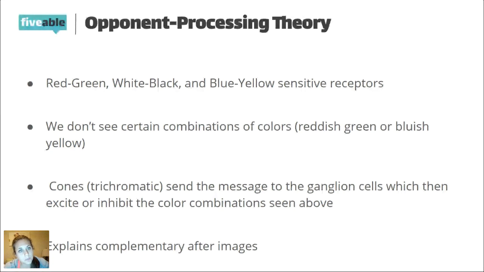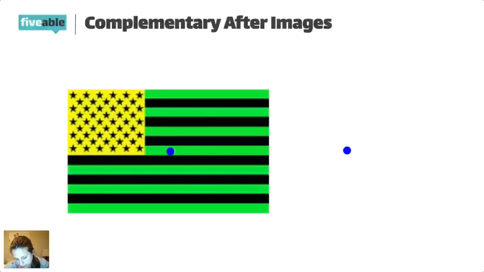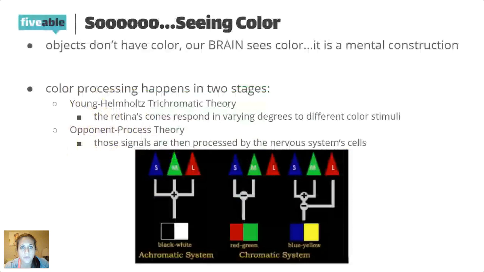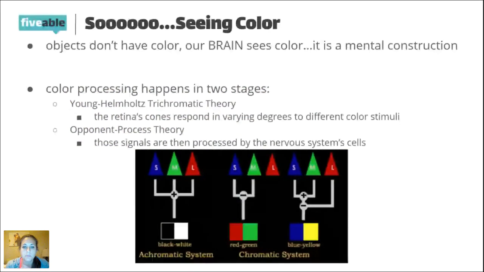So that is explained by the opponent process theory. Here we go. So seeing color, there's multiple phases here, and you have to understand how this works together. First, though, I want to throw something trippy at you. First of all, objects don't have color. Nothing that I look at has any color to it. Color is sort of an illusion.